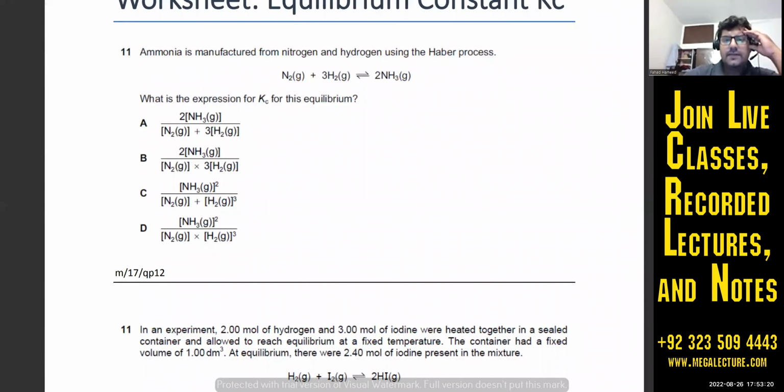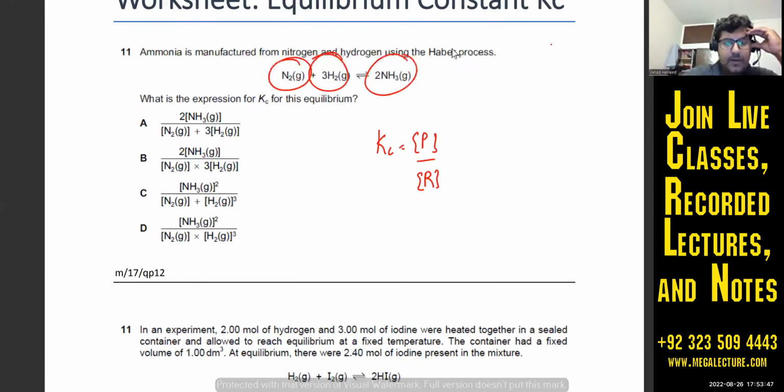So यहाँ से start करते हैं, first one, expressions, Kc etc. Kc expression was that NH3 concentration squared divided by N2 and H2 cubed, right? Products over reactants, right? So Kc is products concentration divided by reactant concentration. So कौन सा वाला सही? It's going to be D, right?